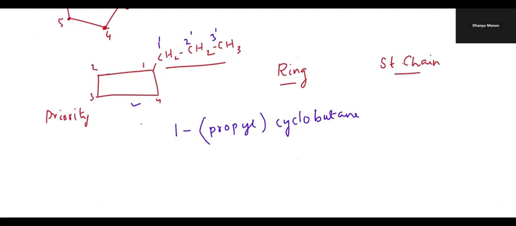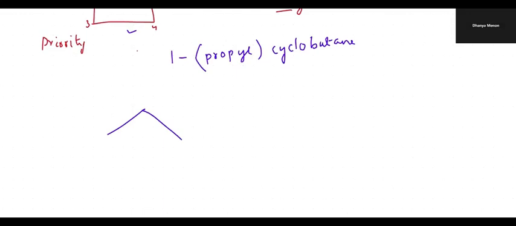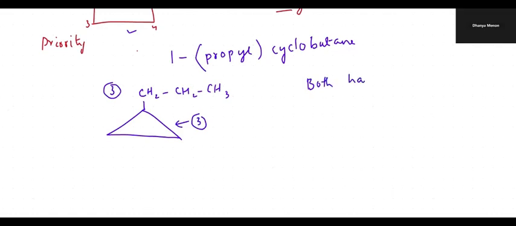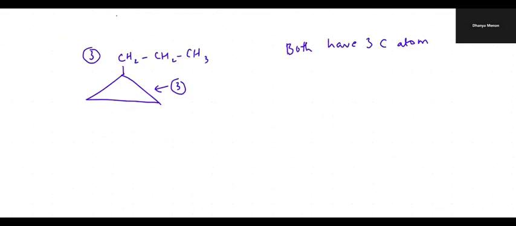Now, if I have a compound like this, CH2, CH2, CH3. Now here, the straight chain has 3 carbon atoms, and the ring has 3 carbon atoms. Both have 3 carbon atoms. Right? It's a tie now. It's a tie between the straight chain and the ring.